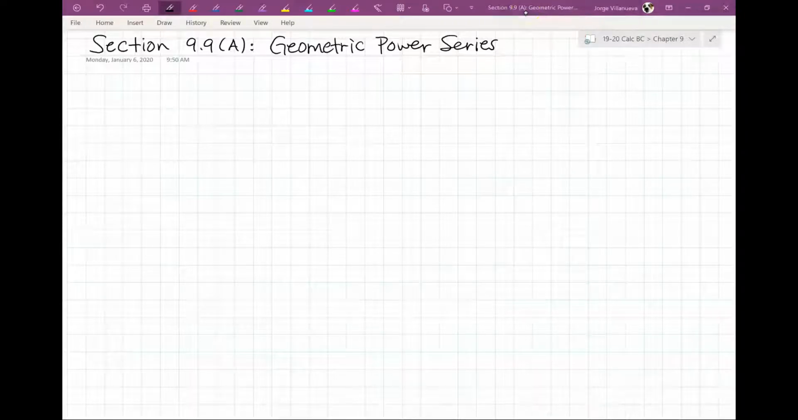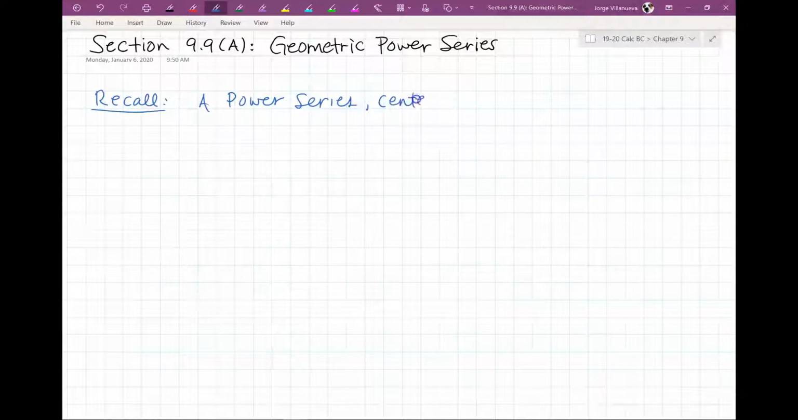All right, so first off, what we want to do is recall what a power series looks like, okay? So let me put that right here. Recall a power series centered at 0. Okay, so a power series centered at 0. This is what it's supposed to look like.